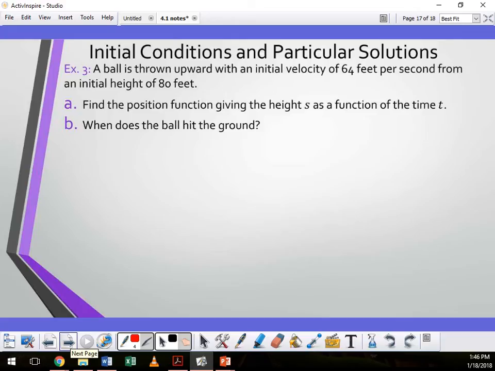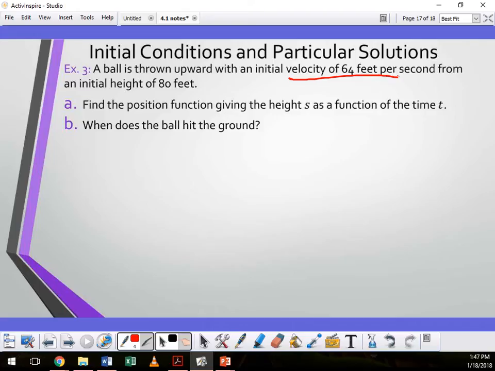Okay, so right here on this one, initial condition and particular solution. This one's a physics one. A ball is thrown upwards with the initial velocity of 64 feet per second from an initial height of 80 feet.